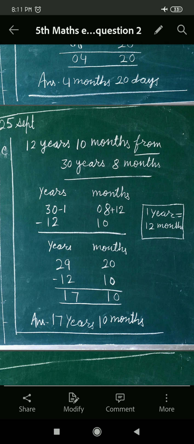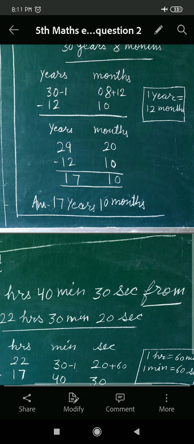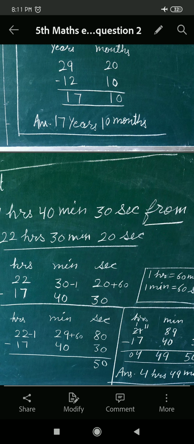You look at this box. Look at this rectangle. 1 year is equal to 12 months. Now subtract 1 year from 30 years and add 12 months in 8 months. Already we have 8 and add 12. And then you can subtract it easily. No problem will be there. And your answer will be 17 years 10 months.